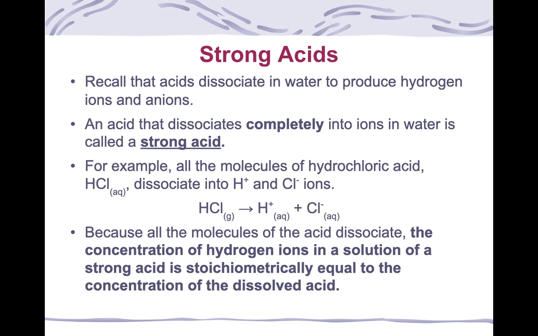If you were to have a strong acid like H2SO4, which dissociates into 2 hydrogen ions, then you would take that mole ratio into consideration when you were figuring out the concentrations.